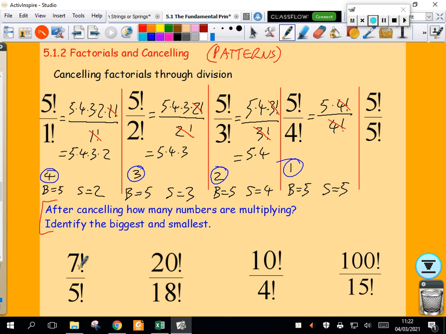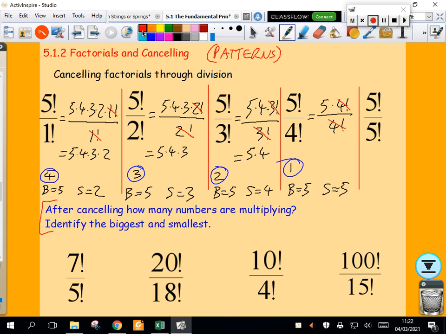So 7 factorial divided by 5 factorial, after cancelling there will be 2 terms. 20 factorial divided by 18 factorial, after cancelling there will be 2 terms. 10 factorial divided by 4 factorial, after cancelling there will be 6 terms. 100 factorial divided by 15 factorial, after cancelling there will be 85 terms, 100 minus 15.